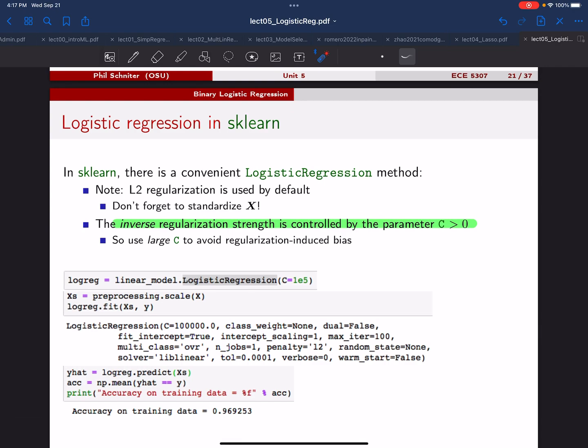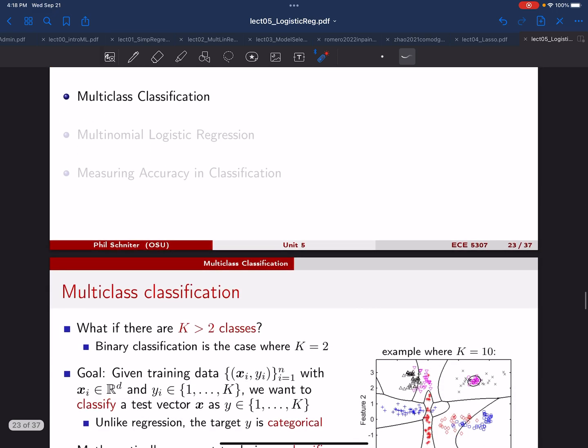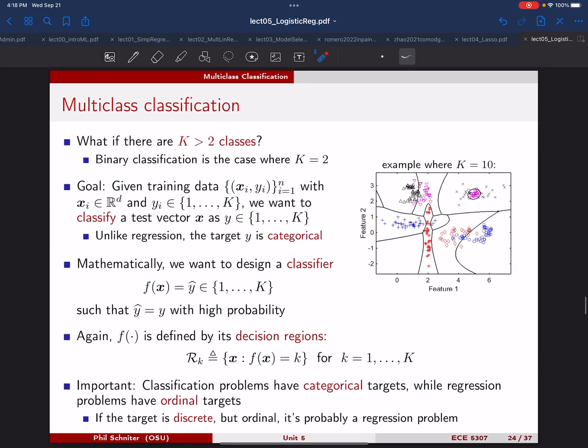To implement this in scikit-learn, it's very similar to how we implemented the linear models. You just use logistic regression instead of the previous one that we were using, and you can set a few parameters. We'll talk more about some of those parameters today. Otherwise, you do your logreg.fit and then .predict, and you can measure accuracy. So that's just a review of what we talked about last time.